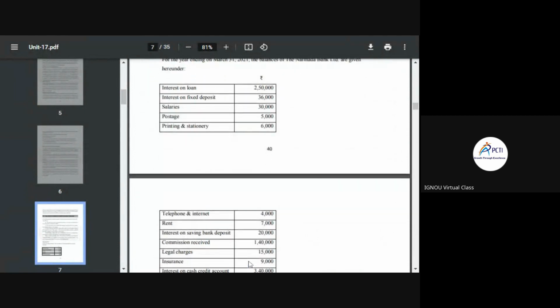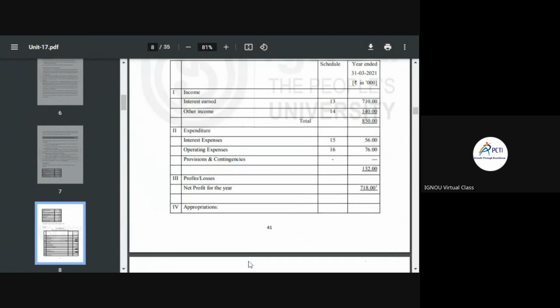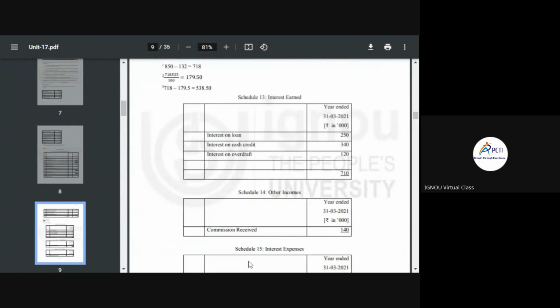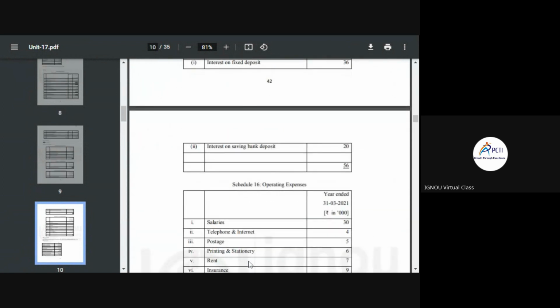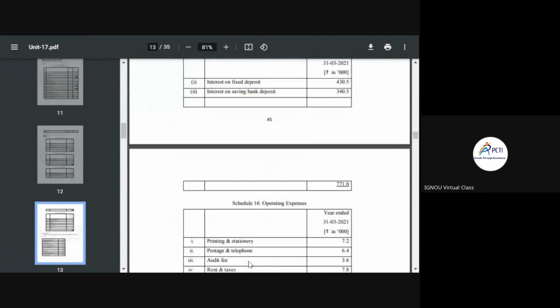We have the illustration also which you can solve at your home. You just need to prepare the P&L account which we have already discussed in our last sessions. Here you have the illustrations.